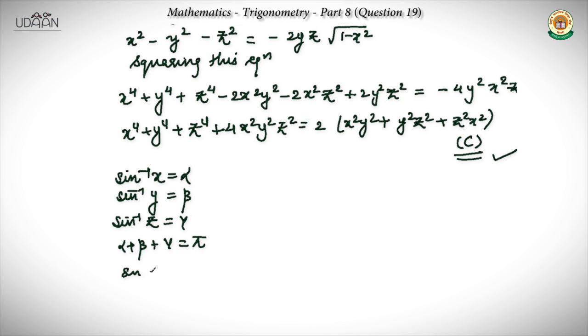So let me write this as sine of alpha plus beta is equals to sine of pi minus gamma. Again I've taken this thing towards this and taken sine on both sides. राइट. Okay, हमने अभी ये एक्सप्रेशन लिखा sine of alpha plus beta equals to sine of pi minus gamma.